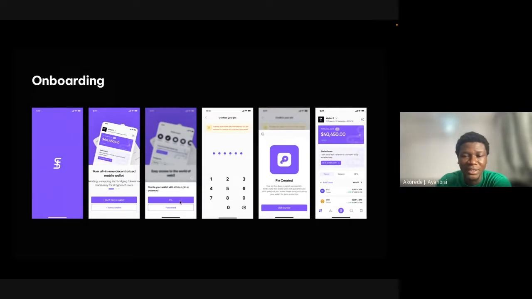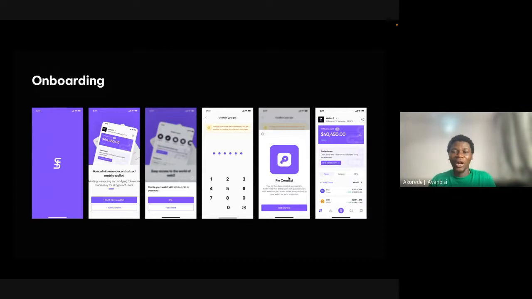So after creating this PIN, let's say this particular user clicks on PIN, and it opens up this page. There is a warning here that tells them to keep your wallet safe from threats. You are required to create a PIN to put on your wallet. So after creating this, this success modal comes up, and they click on get started, and automatically it takes them to the home page of the application.